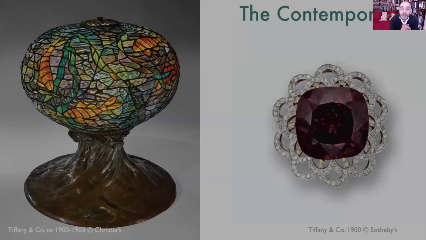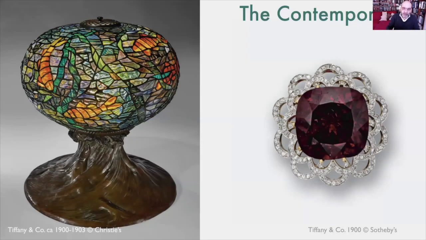During his period, there were contemporaries, and it's hard to choose all of them. I chose 4. We have Tiffany, particularly Louis Comfort Tiffany. He was making those crazy lamps with glass. Louis Comfort was also a master of glass making. Of course, they were doing normal jewelry, like this brooch with a large red spinel.